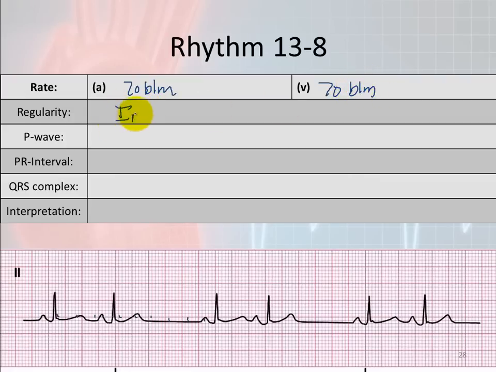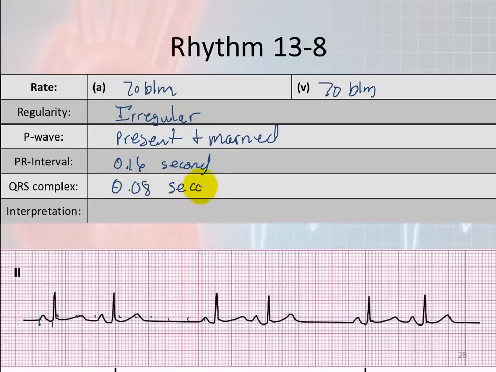The regularity is going to be irregular. The P wave is present and married. The PR interval looks to be starting here, ending here. That's about a 0.16. The QRS complex, nice, steeply angled, sharply pointed, nice and narrow, so that's going to be a 0.08, looks like. The underlying rhythm is probably going to be a sinus rhythm. It's hard to tell here because we have bigeminal PACs, but we're just going to umbrella term it and call it a sinus rhythm.